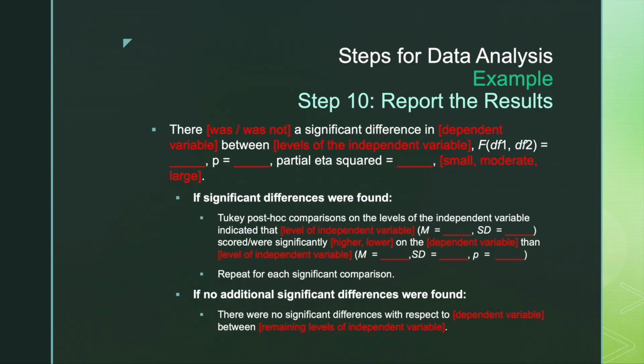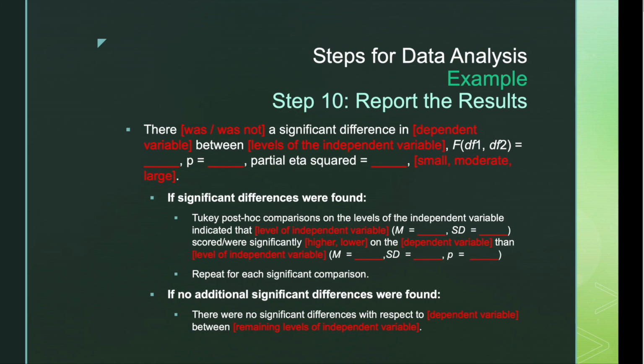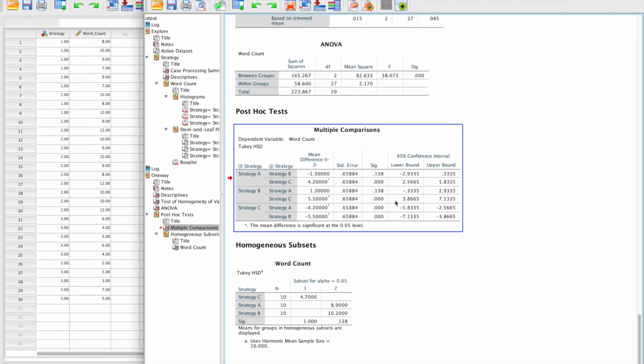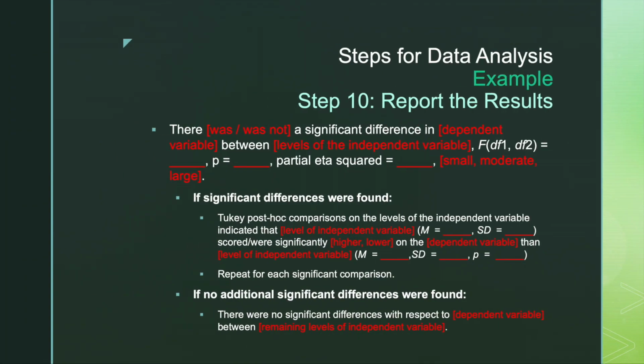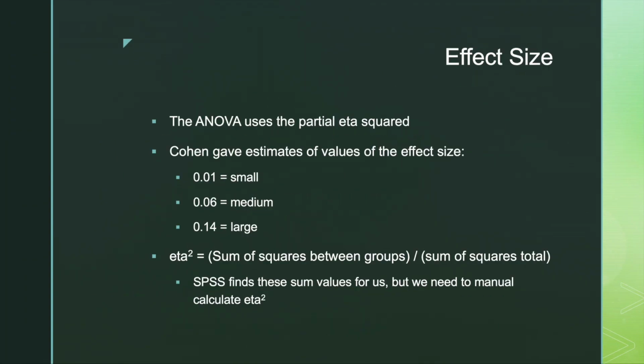For this partial eta squared value, what we would do is, in my calculator, do 165.267 divided by 223.867. So basically, I'm taking the sum of squares of the between group, dividing by the sum of squares of the total, and I would get 0.74. If we were to jump back to the slide that had the effect sizes on it, we got an effect size of 0.74.